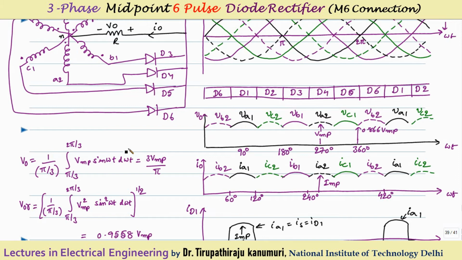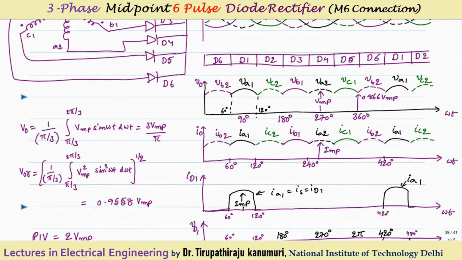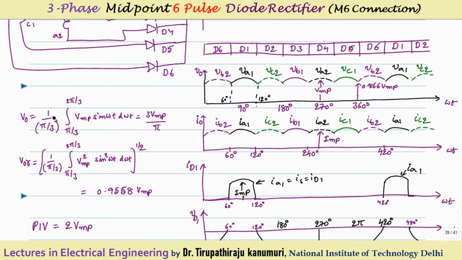So I am taking the VA1 voltage as a reference. You can see that VA1 is conducting from this much duration to this much duration, that means from 60 degrees to 120 degrees. From this I can calculate the average value of the output voltage, which is repeating every 60 degrees: 1 by pi by 3 integration from pi by 3 to 2 pi by 3 of Vmp sin omega t d omega t, which gives 3 Vmp by pi. Similarly, the RMS value is also repeating, so after substituting, you get 0.9558 times Vmp.